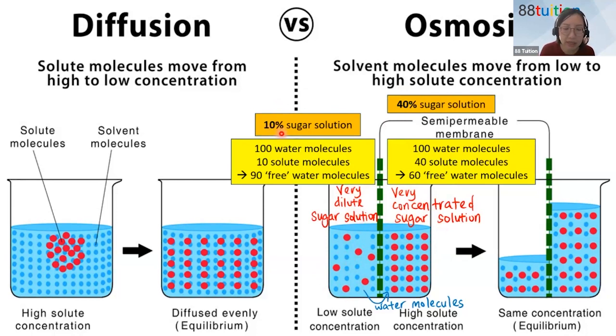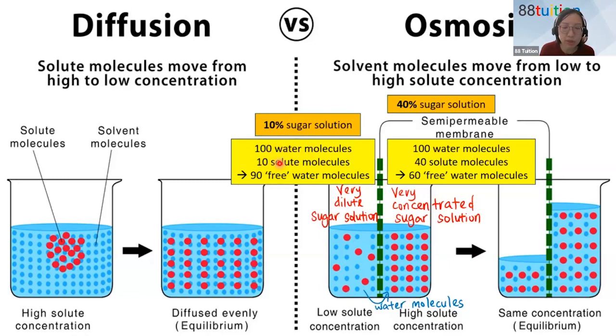So inside 10%, assume that you have 100 water molecules. I'm using numbers to help you visualize. Of course, there'll be much more than 100. So you have 100, the blue color is the water molecules. So let's say you have 100 water molecules and you have 10 sugar molecules. Solid can be sugar, can be salt, can be anything. All right, sugar, salt, starch. So 10 sugar molecules dissolve inside 100 water molecules.